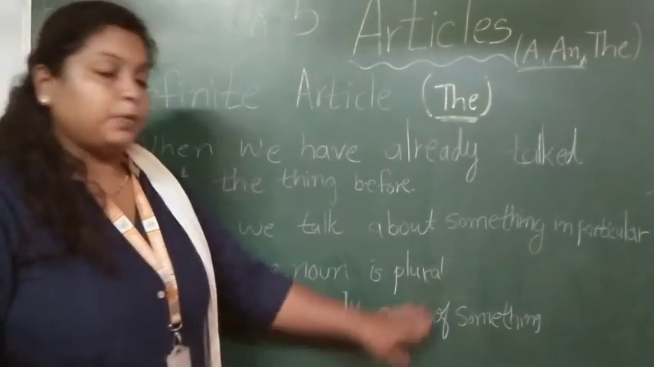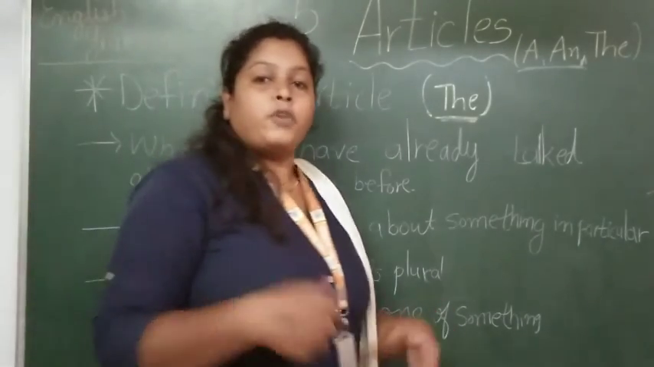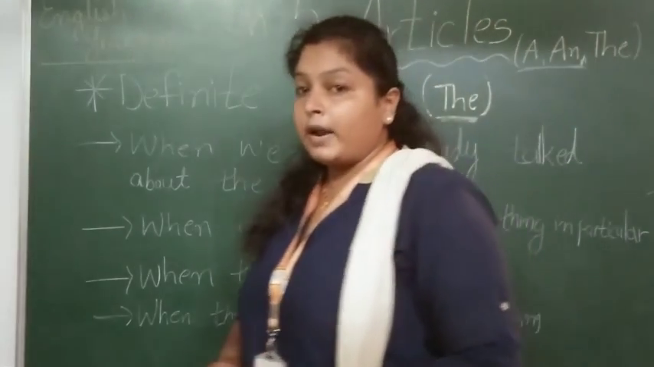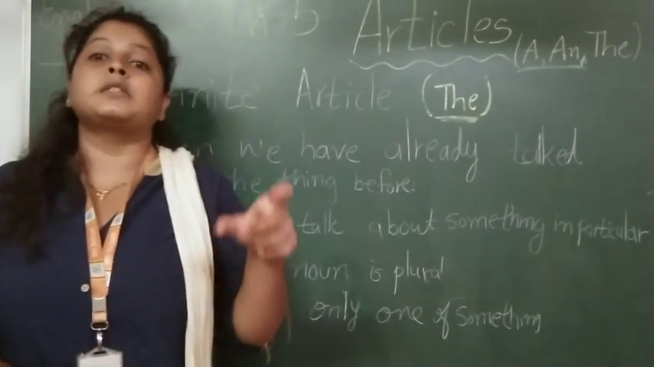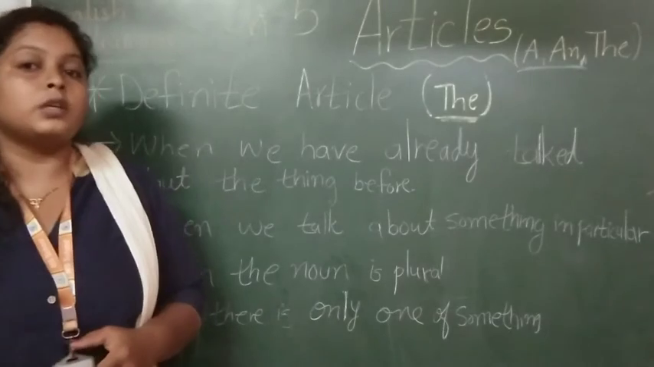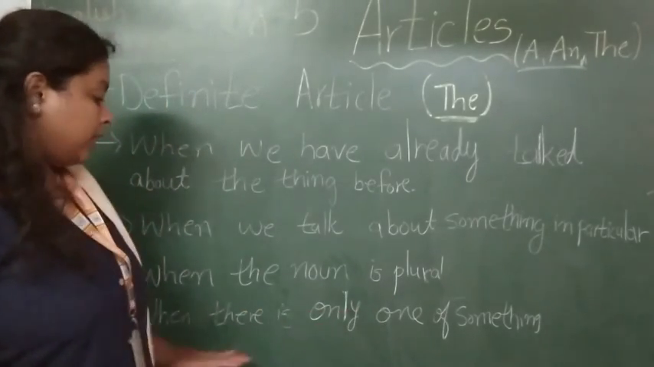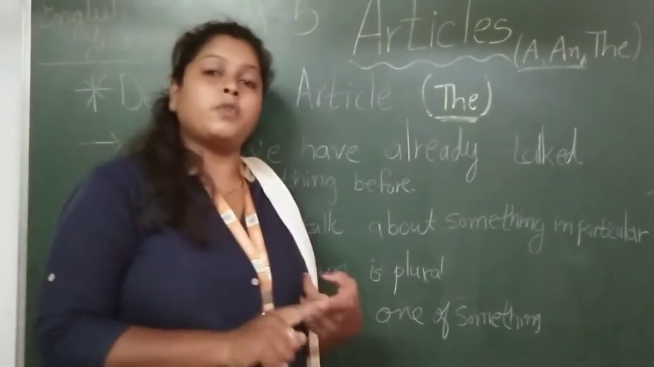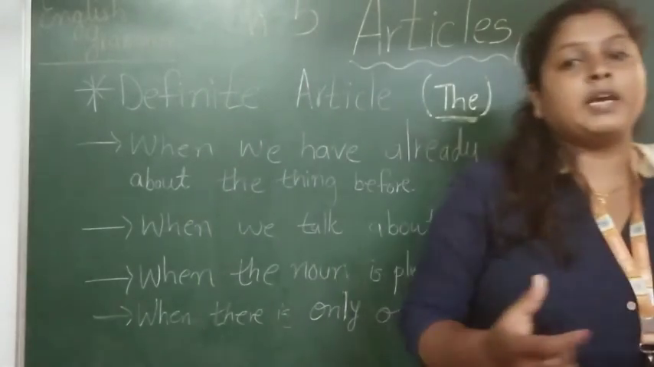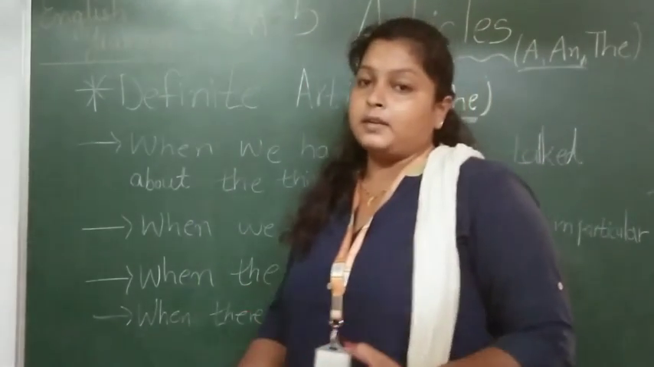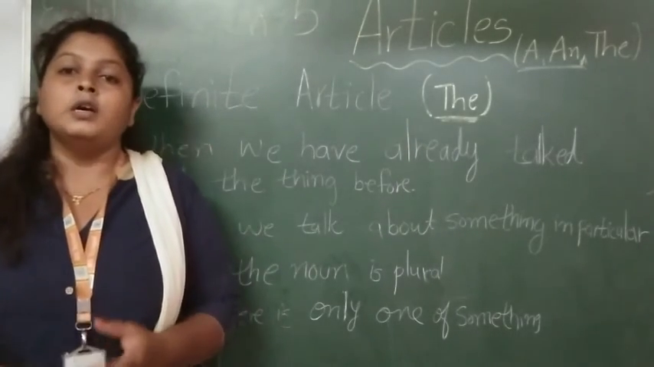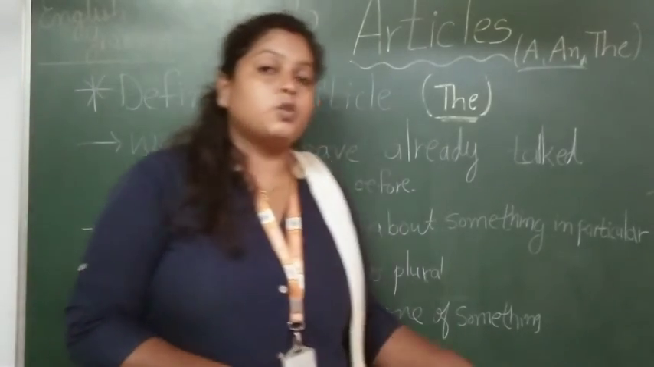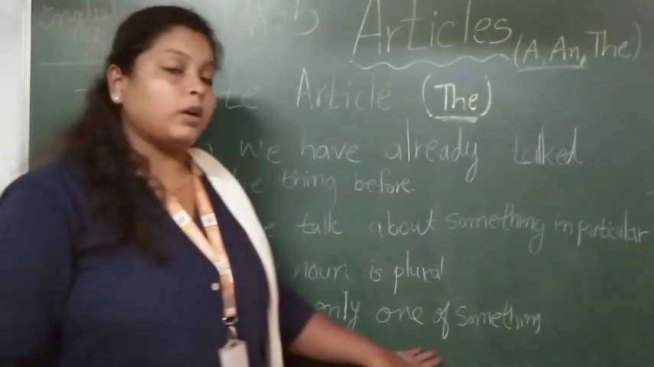When the noun is plural, जब कोई noun plural हो, for example, nouns we had completed, right? So for example, I can say the apples are red. Here you can find apples. Apples is a plural, so for that I need to use the article the. When there is only one of something, जब आपके पास कोई ऐसी चीज हो जो सिर्फ और सिर्फ एक हो, for example, we can say the moon shines at night. तो moon क्या हो गया? Moon is only one. The sun shines brightly. We can say so, the sun, that is only one. So we will use the for the only one of something.